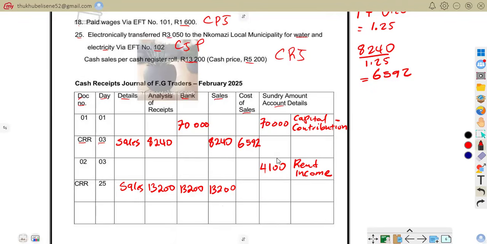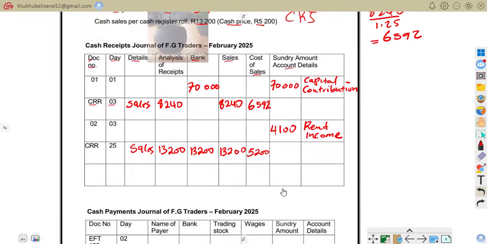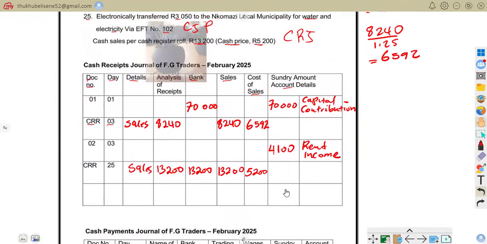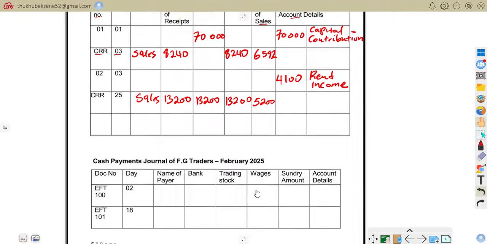So what is the cost price? We are told that we have cash price of what? 5,200. So this is our cost of sales. It cost us this much for us to sell it. So that is that, and these are all for cash receipts journal, and you are to get your 13 marks. So now let us move on to cash payment journal.